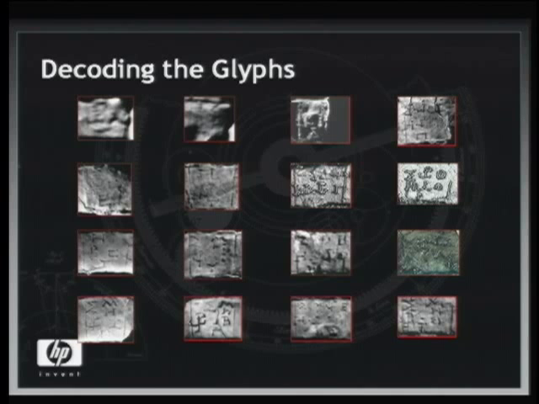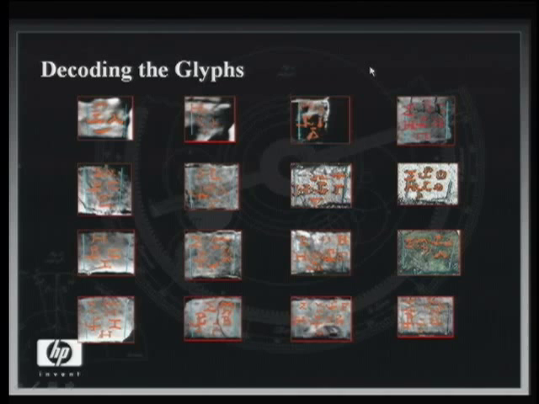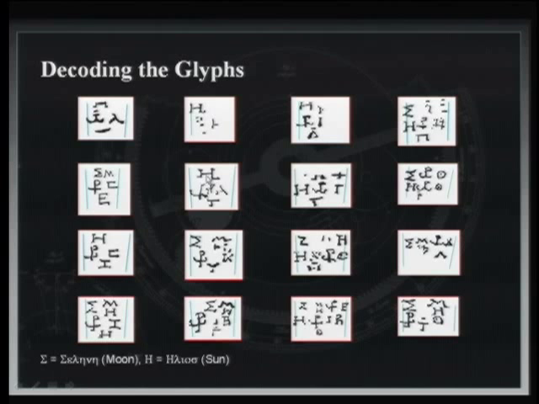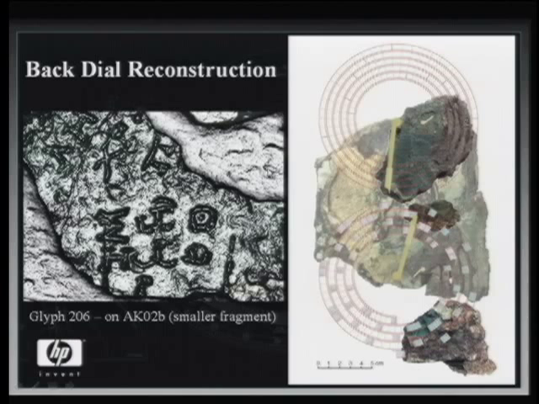But you can highlight some of the text that occurs on this, and what you'll see repeating over and over are H's, which turn out to stand for Helios, ancient Greek for sun, and these sigmas are shorthand for Selene, which is a word for the moon. And so this is referring to both lunar and solar eclipses, and the rest of the writing below actually tells you the hour and the day that these eclipses could possibly occur at. So if you now go back and you place the known glyphs, you can make predictions about where the remaining glyphs must have occurred on the surface of that dial.